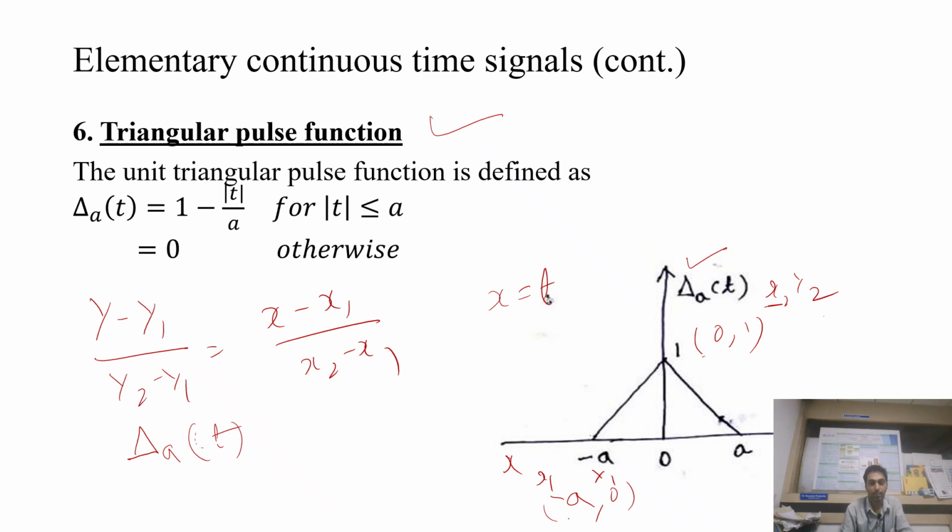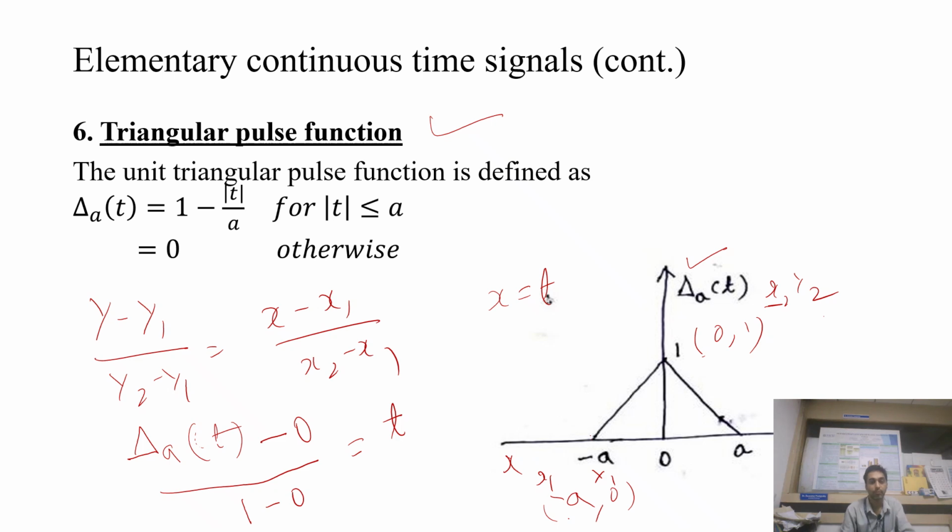So del of t minus y1. What is y1? 0 divided by y2 minus y1. Y2 is what? 1 minus y0. So I will get del a of t is equal to, okay, minus. Next, we are going x. X is t.